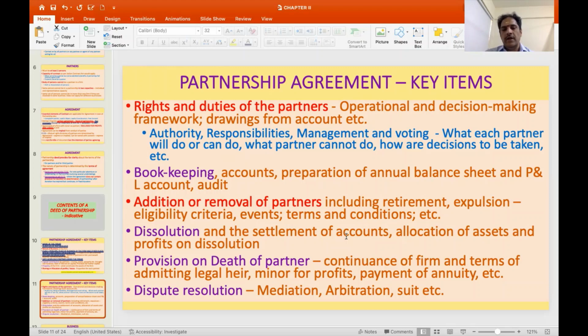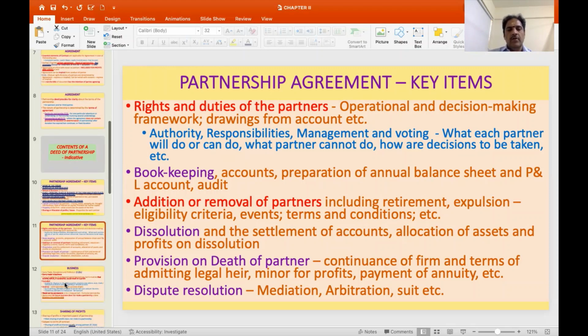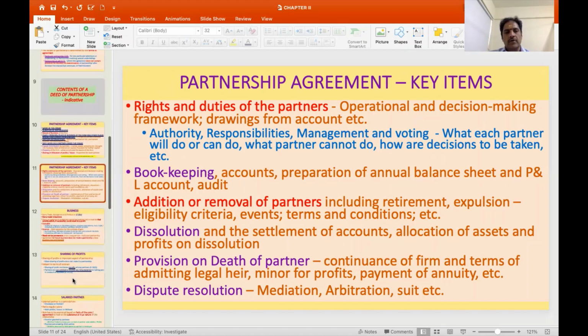And last but not the least, you need to have something about dispute resolution, because it is bound that partners may have some small disagreements, and how do you settle it? Whether it has to be by mediation, arbitration, or by suit, etc. You need to have clauses relating to that as well.